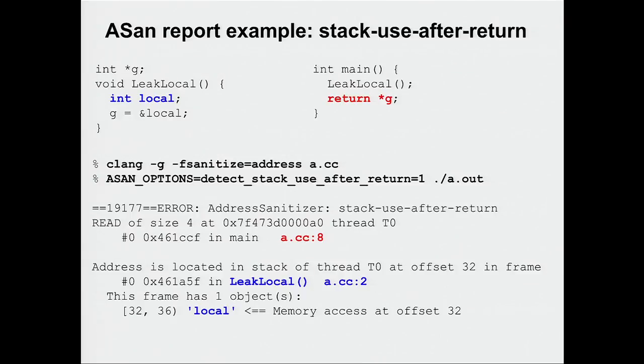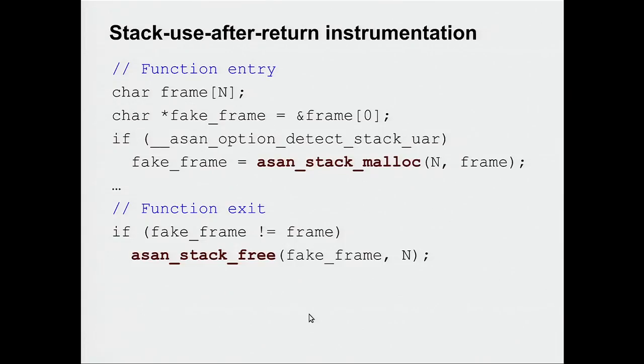So in this example, all you need is to compile with the regular AddressSanitizer switch and then run with a special runtime option. It will show you where the access happened, and it will show you where the local variable has been created. How does this work?